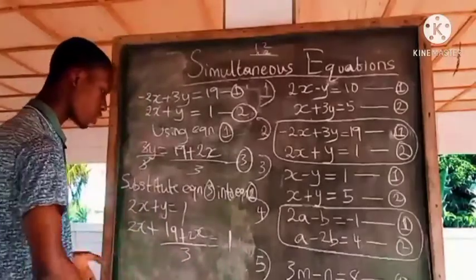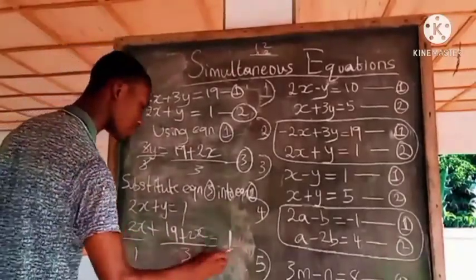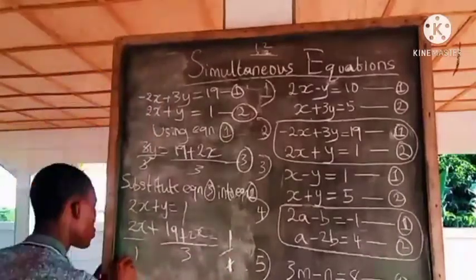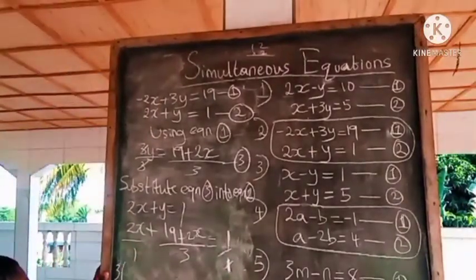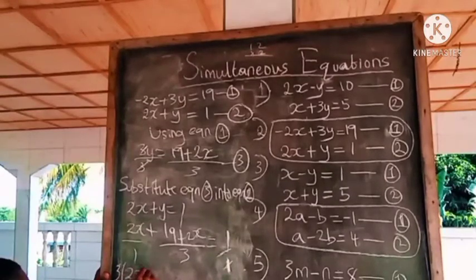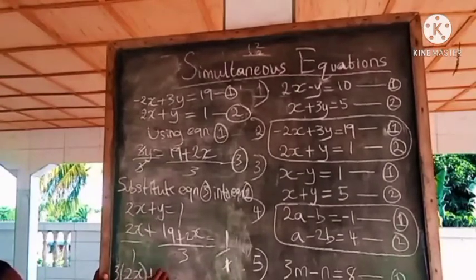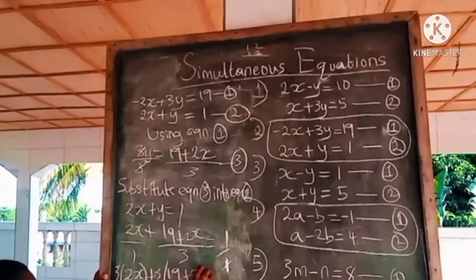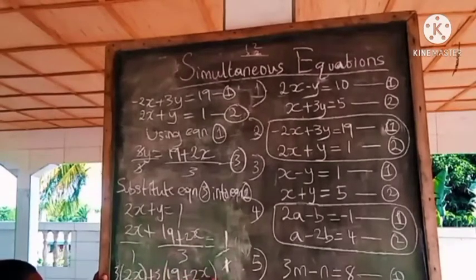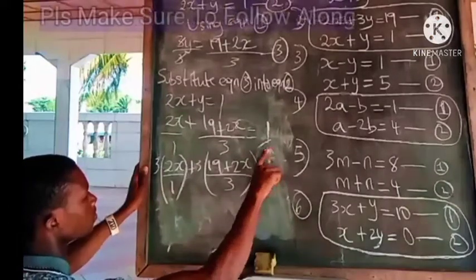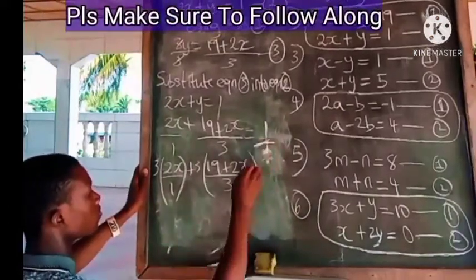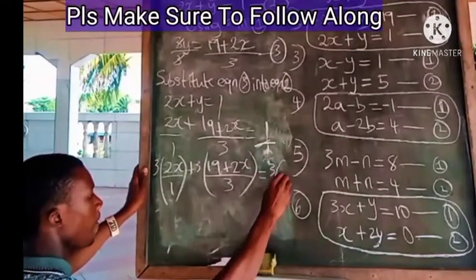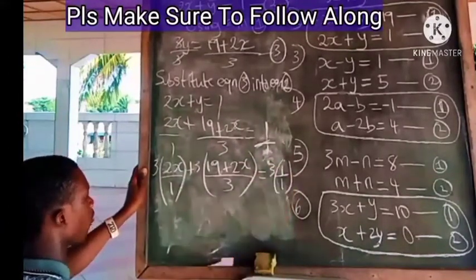Now at this point, we are going to find our LCM. This is over 1 and this is over 1. So our LCM here is 3, right? So we'll put here the 3, which is our LCM. So 2x divided by 1 plus 19 plus 2x divided by 3, then we have equal to 3 over 1. Now we'll close the bracket.